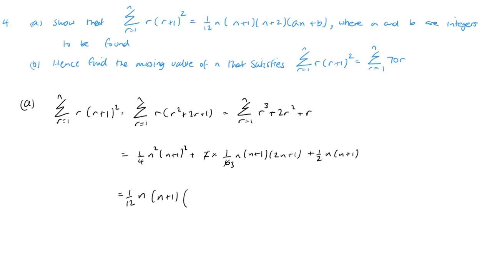So as we were, 3n(n plus 1) plus 4. Now the n and the n plus 1 have gone, so that's 2n plus 1. Plus, now with the half, it's going to be 6. And the n and the n plus 1 have gone outside. So 1/12 n plus 1. And we've got 3n squared plus 3n plus 8n plus 4 plus 6.